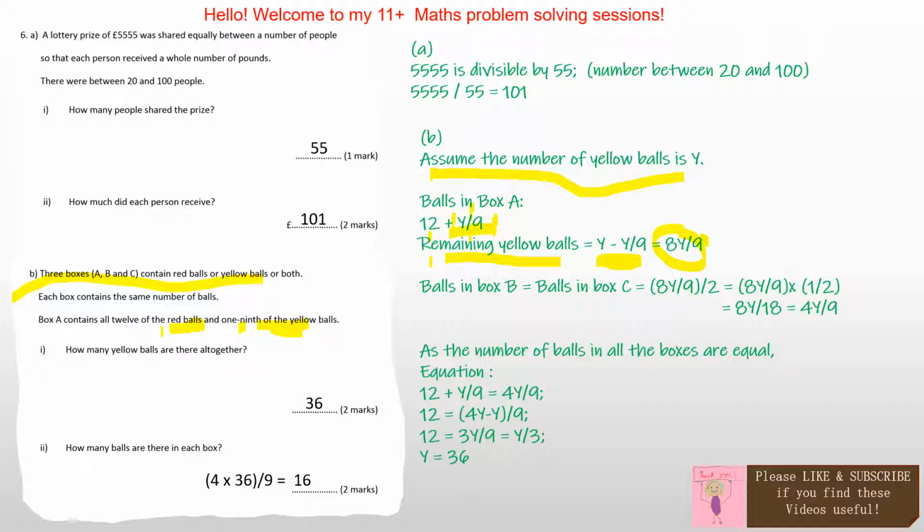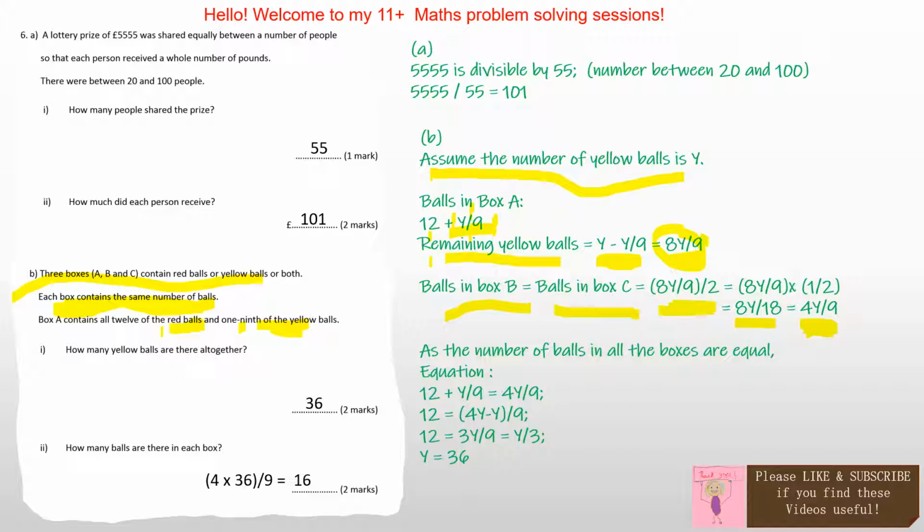Why I did the remaining is because I have to find out how many balls are in boxes B and C. They said that the number of balls in box B and box C are equal, and also equal to the number in box A. They have the same number of balls. So the balls in box B and C together are 8y/9. I have divided it by 2 to get 4y/9. Okay, 8y/18, that is 4y/9. I have simplified it to 4y/9.